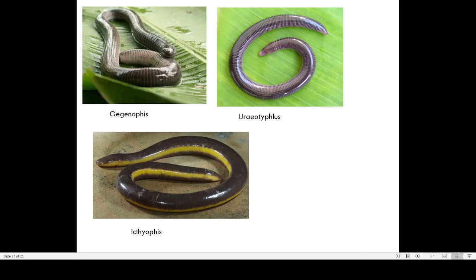So these are all limbless amphibians. They do not have limbs. They belong to amphibia, but they do not have limbs. That's why they are known as limbless amphibians.